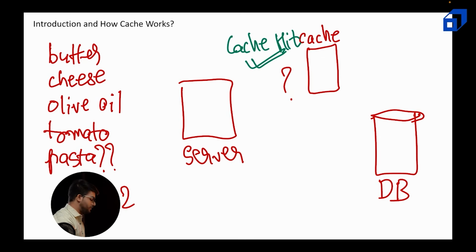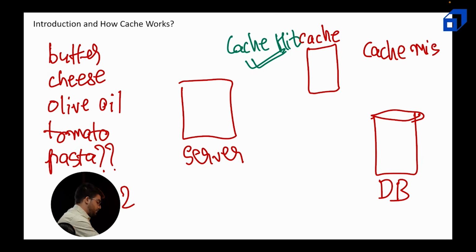Now let's say if the information was not present in the cache, then it's known as a cache miss. Cache miss, if the information was not there. So now what will you do if there is a cache miss? Naturally, there are two ways. Either the cache or the server, either of them can ask the database that, hey, the information is not present in the cache, can you give me this information?